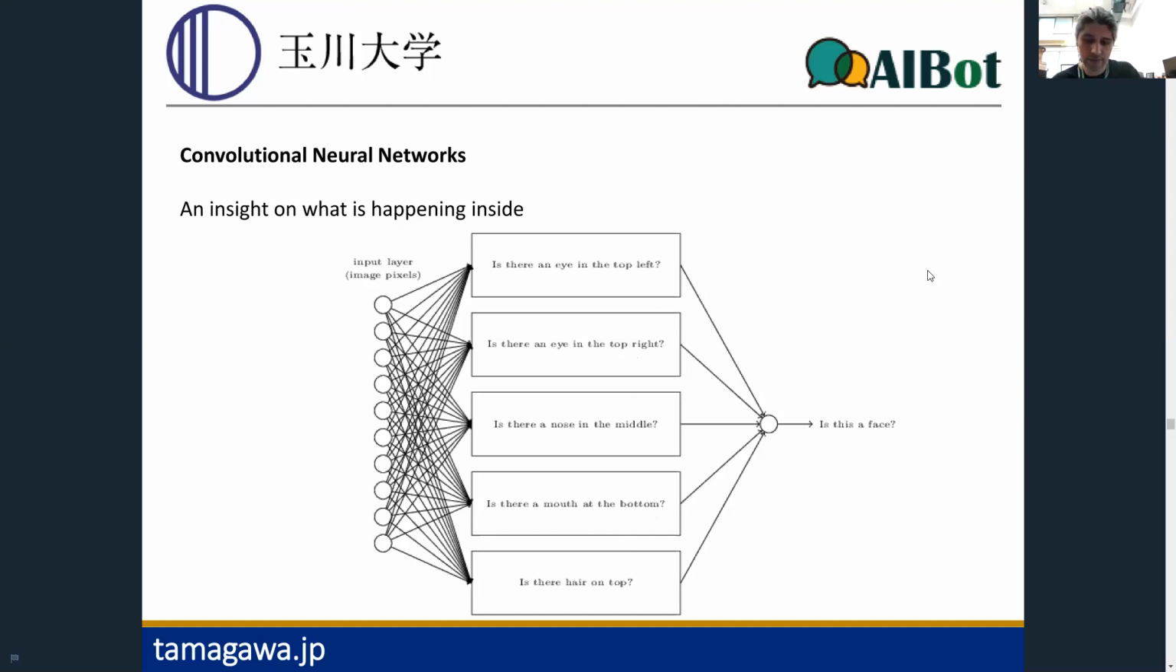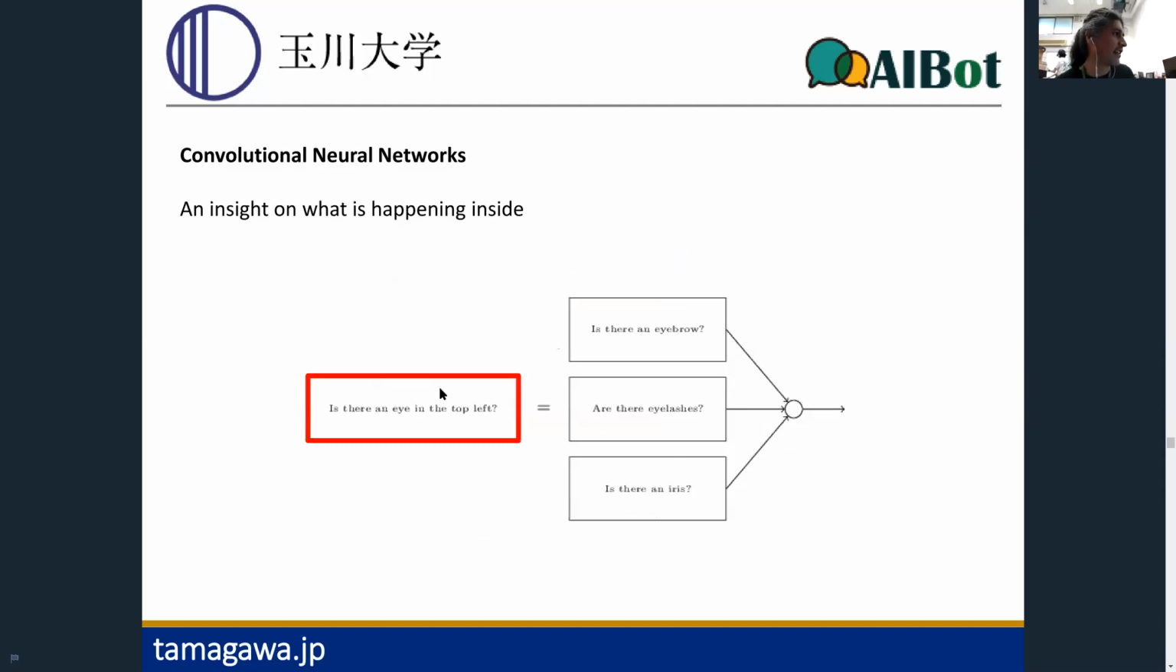And we can go deeper by increasing the level of interpretation in each layer. For example, is there an eye in the top left? We can divide it into several layers, like is there an eyebrow, are there eyelashes, is there an iris? And answering these questions is going to tell us if there is an eye in the top left. So that's one interpretation of a convolutional neural network as a combination of layers that filter some spatial information in our image. And as I told you, we can go as deep as we want.